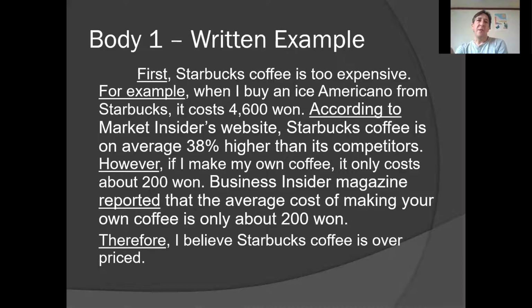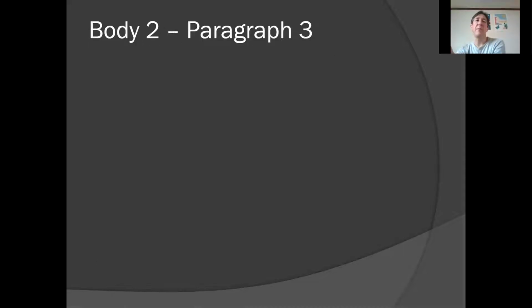First, Starbucks coffee is too expensive. For example, now these underlined parts, this is just vocabulary from your book. That's why it's underlined. And actually, I think there's a slide later in this PowerPoint with this as well. For example, when I buy an Ice Americano from Starbucks, it costs 4,601. According to Market Insider's website, Starbucks coffee is on average, blah, blah, blah. Right, I'm not going to read it all, but that's body paragraph 1.